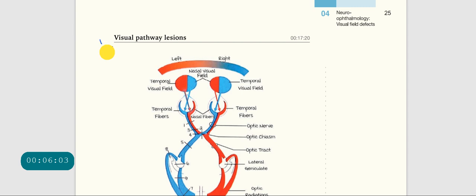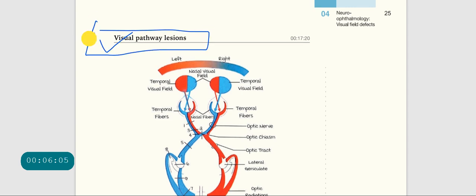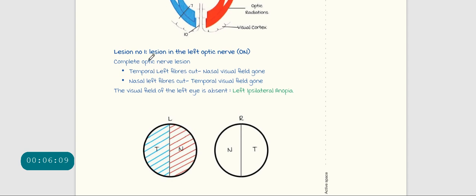Let us now see the visual pathway lesions. The first is a lesion in the left optic nerve. There could be a complete optic nerve lesion, and the left temporal fibers are cut. If the left temporal fibers are cut, we all know the vision going to be affected is the nasal vision, and vice versa.